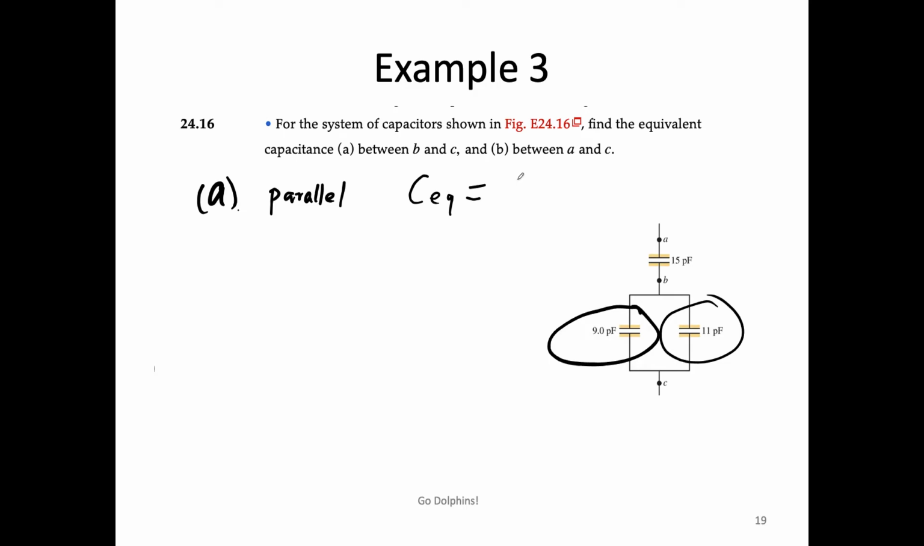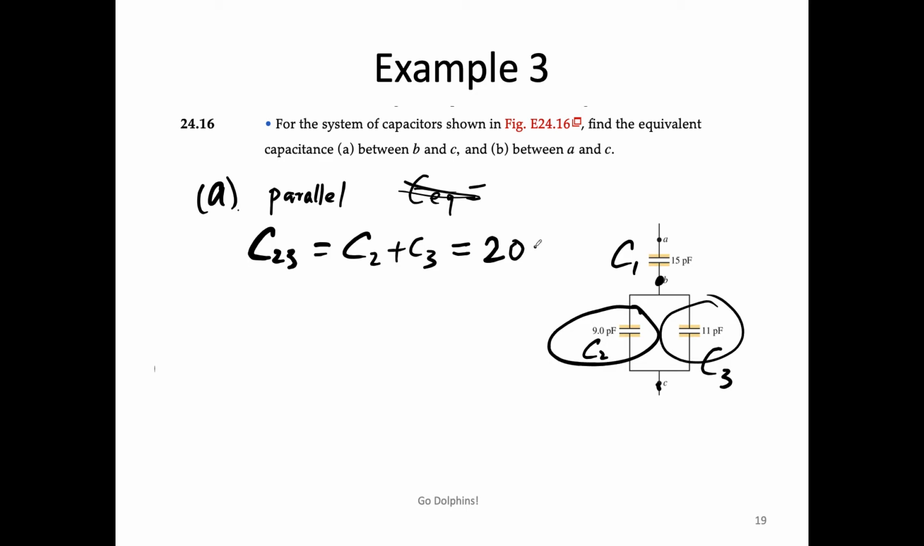So let me do something. Let me call this one C1, this one C2, this one C3. So C, the equivalent capacitance between B and C, let's call it C23, with C2 and C3 in parallel, should be C2 plus C3, and it is 20. It's 9 plus 11, so it's 20.